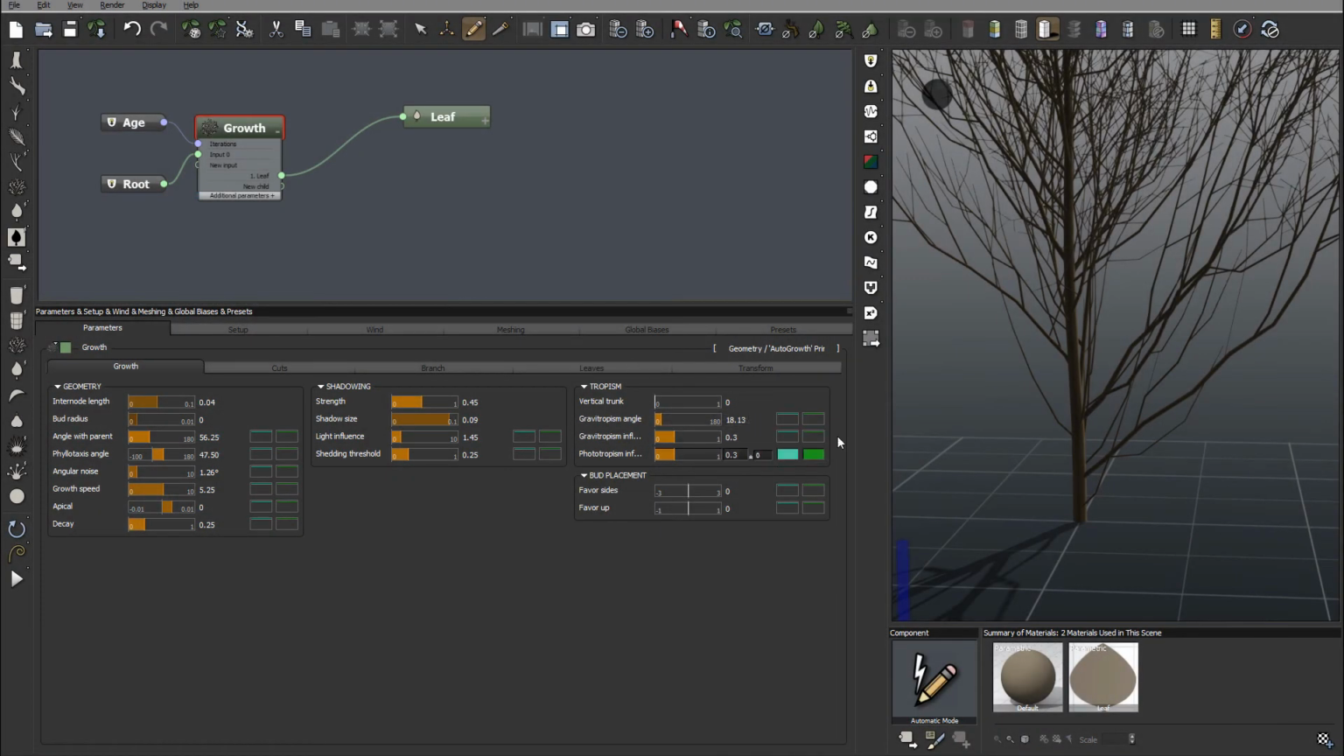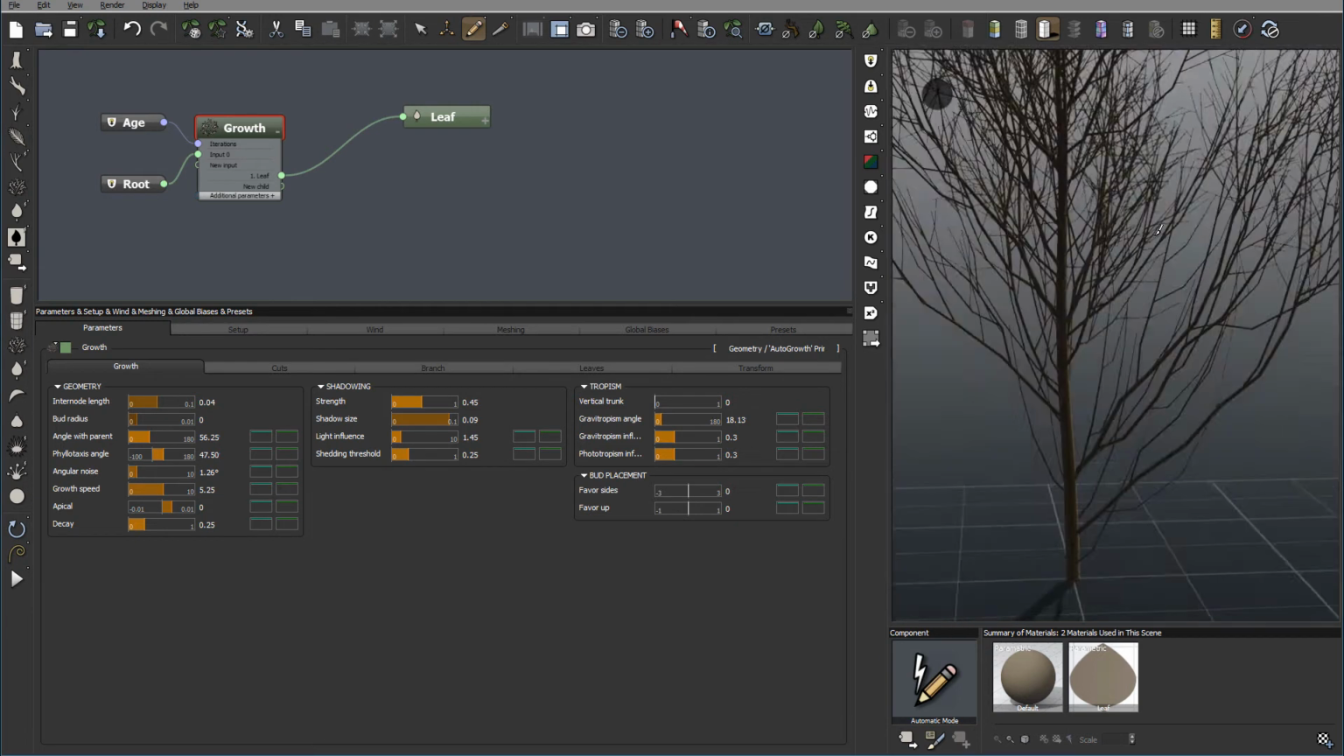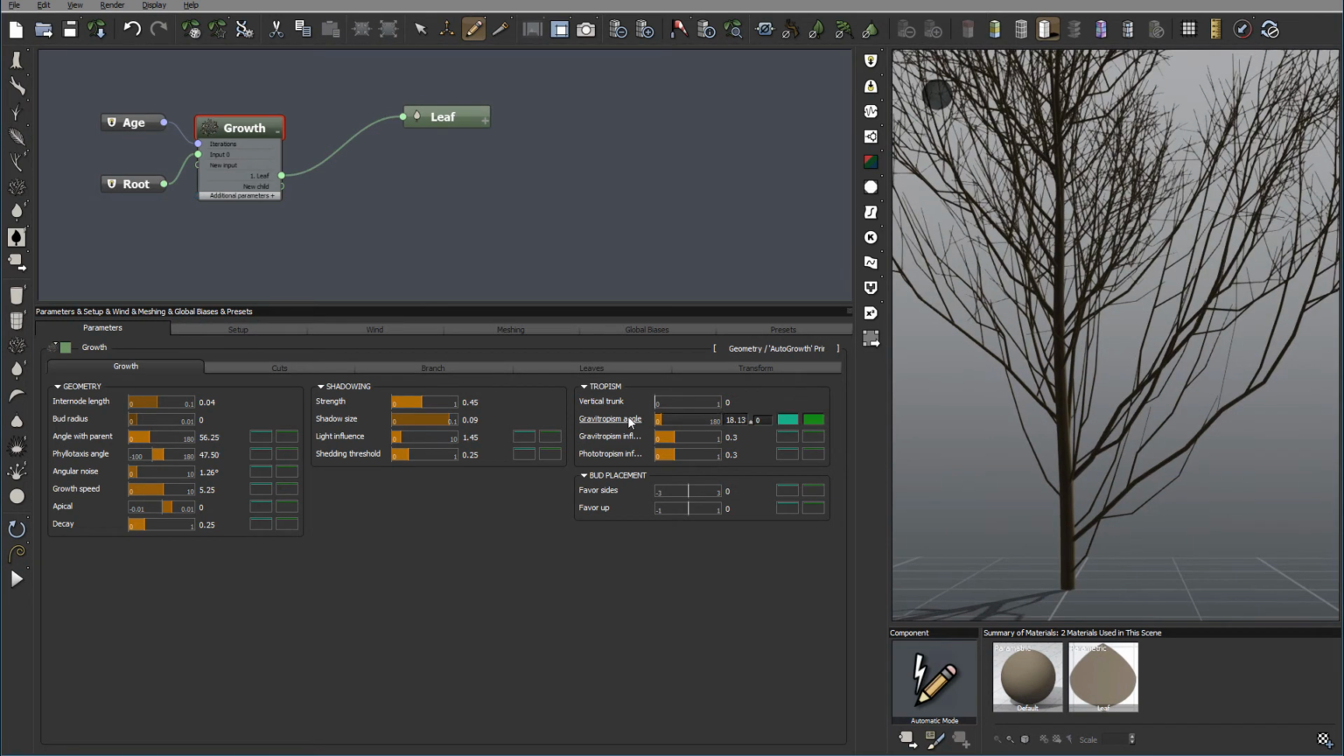Okay, so let's look at that trapezium area, and we'll just remove the leaves for now so we can more easily see what's happening to our branches. When they're starting from the bud, the branch is initially growing in the bud's direction. A vertical trunk allows us to adjust in what direction it's growing.